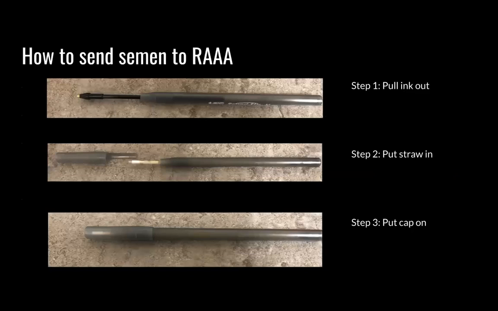Another question I get is, how do I send semen in? The best thing to use is get a cheap Bic pen. You'll remove the ink, put the semen straw into the pen, put the cap back on. I still recommend sending it in a padded envelope or another box to protect it from the mail service.